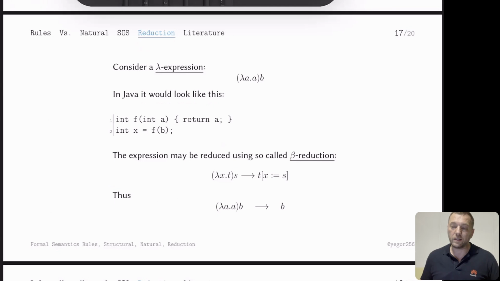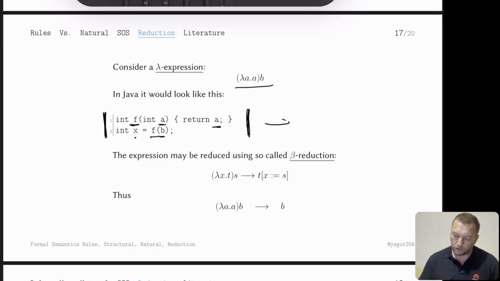Let's consider a quite classic example of reduction, which comes from lambda calculus. Maybe you know lambda calculus, maybe you've heard about it, maybe you studied it. So in lambda calculus, let's consider an expression. It basically means exactly the same as this, but in Java, which you may be more familiar with. Let's say you have a function f, and the function accepts a parameter and returns the parameter itself. And then we call the function f with the parameter b. So it is clear from here that we don't need to call the function. We already know the result, it's b.